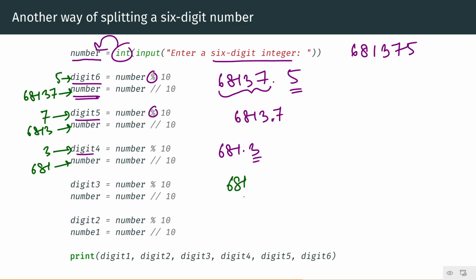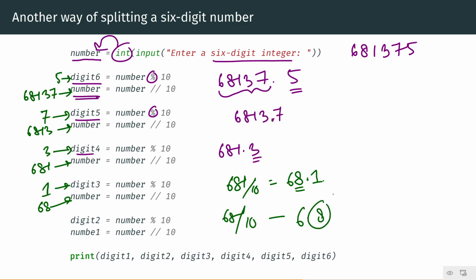So 681, when you divide this number by 10, you get 68 decimal 1. This 1 is saved into digit 3. Digit 3 gets 1. And 68, the quotient, is saved into the number, right? And again, you take that number, 68 divided by 10 gives you 6 decimal 8, right? This 8 is your rightmost digit. You store it in digit 2, so 8 goes there, and this would be digit 1.